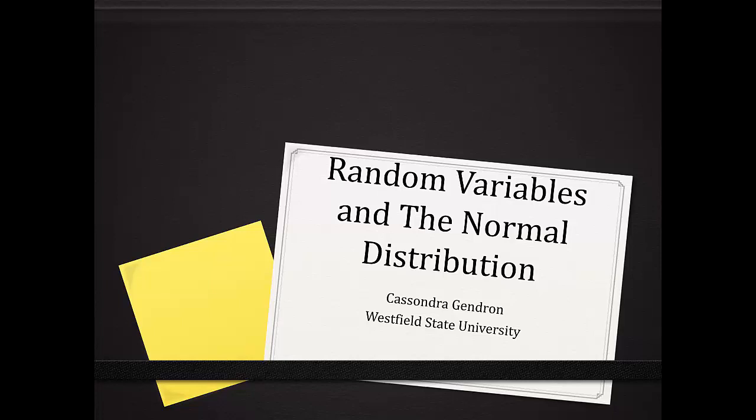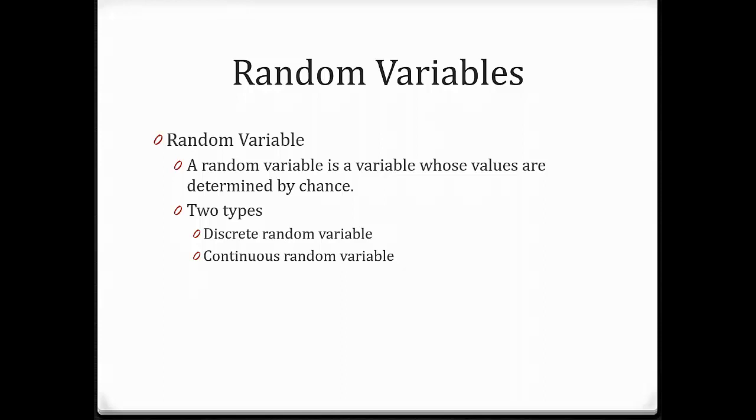All right, welcome to random variables in the normal distribution. First of all, let's talk about what a random variable is. A random variable is a variable whose values are determined by chance. There's two types of them, discrete and continuous random variables.